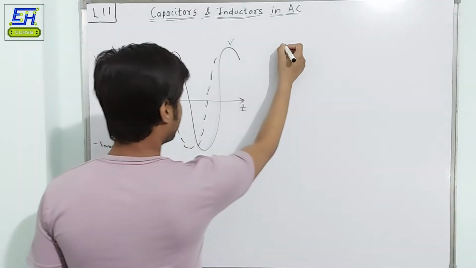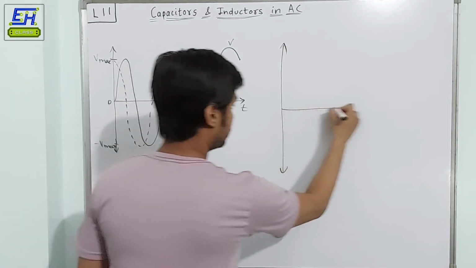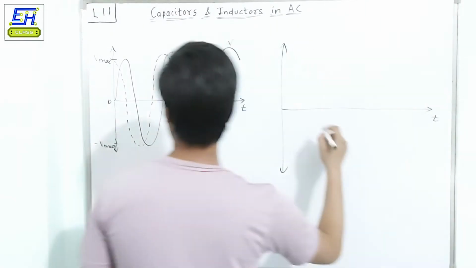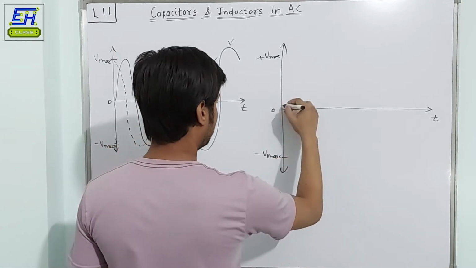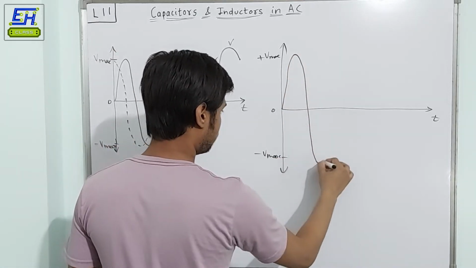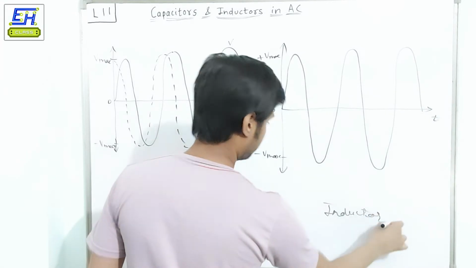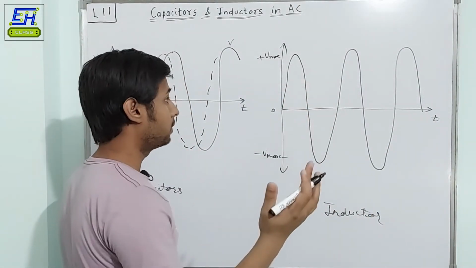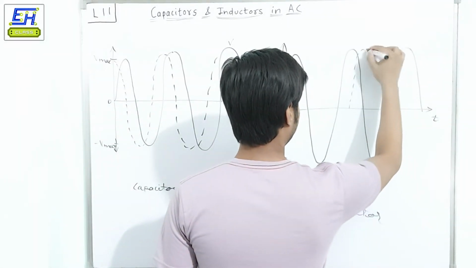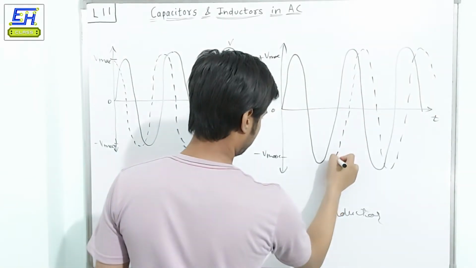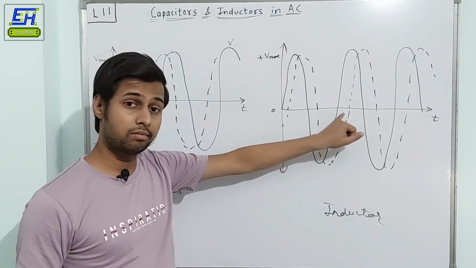The same is the case with an inductor, but there is just a reversal of condition. This is the time axis and this is 0, that is Vmax. I'm again drawing the voltage waveform that we are providing by the source, and this is for an inductor. So what is the current profile of an inductor when you provide this? It is something like this. You continue this to this side. Now here you can see that the current lags the voltage by a certain angle.